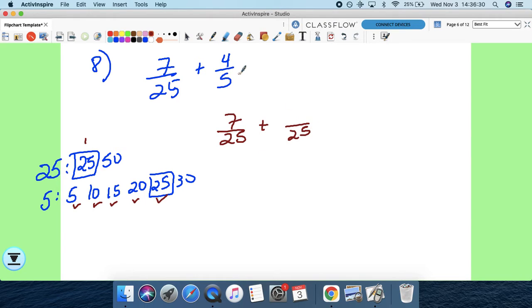So I'm going to be 5 times 5 is 25. So on top is 4 times 5, right? Always the same. 4 times 5 is 20. We can now add 7 plus 20 is 27 over 25.